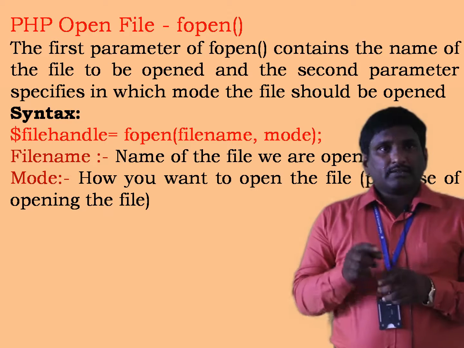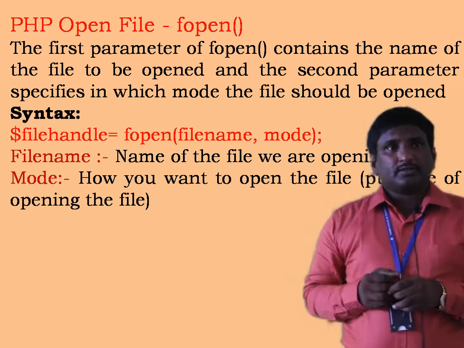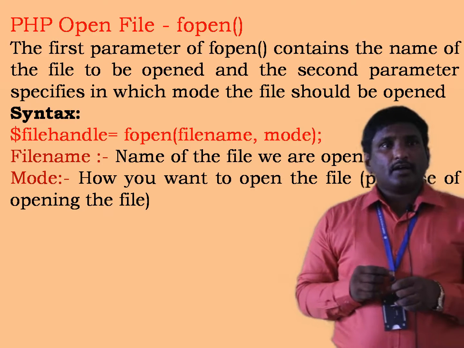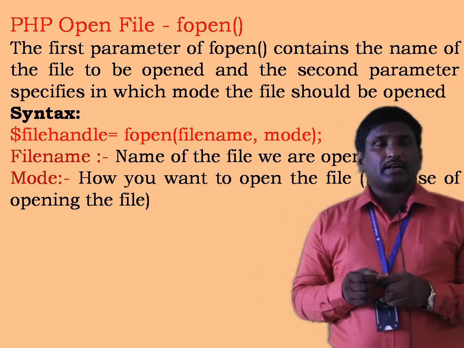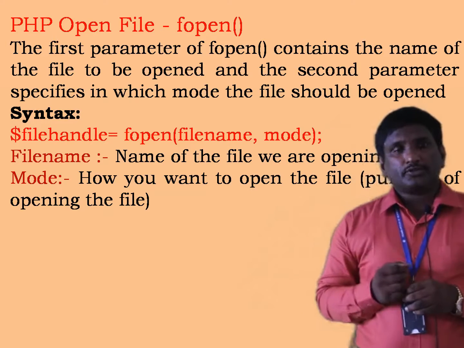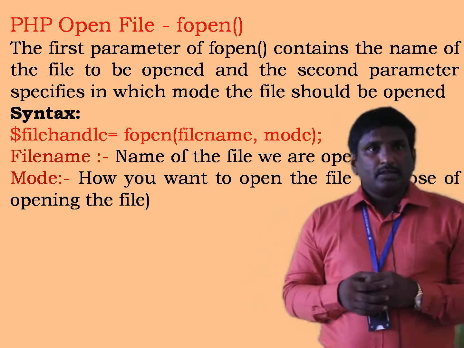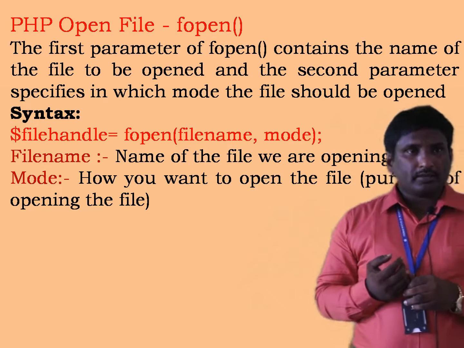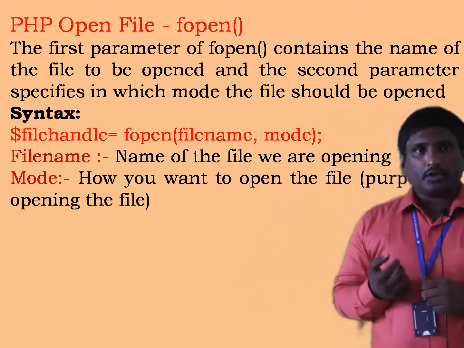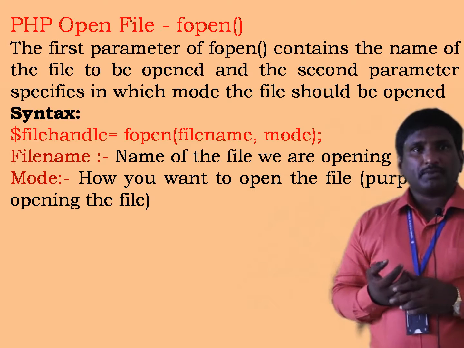So we are specifying the file name. In this syntax, I have created the $filehandle. The function name is fopen. You should mention the file name and what the mode is. Here, file name is the name of the file which we are going to open, and mode is how you want to open the file, the purpose of opening the file.